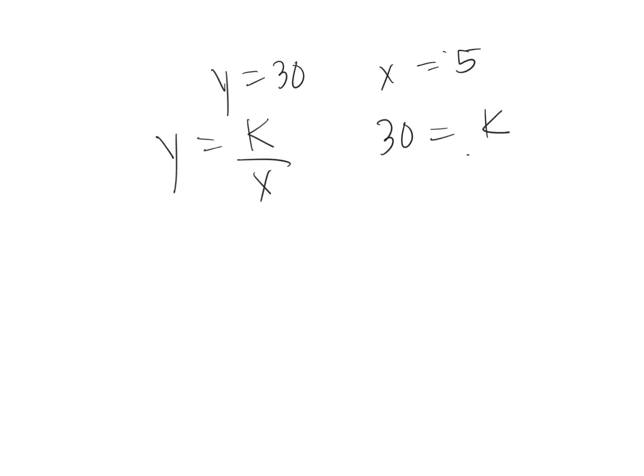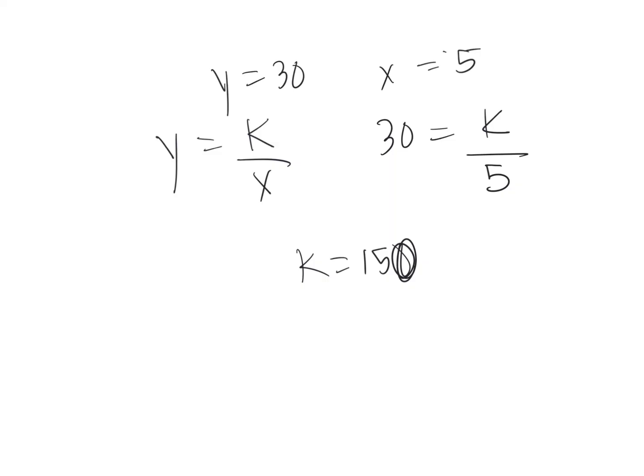It says find k when y varies inversely, when y is 30, x is 5. We want to find k, and inverse is y equals k over x. So 30 equals k over 5. So k equals 150, because 5 times 30 is 150.